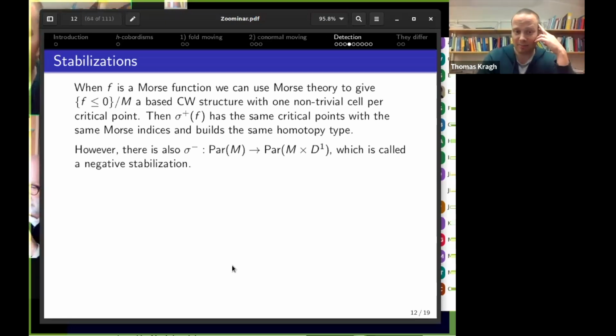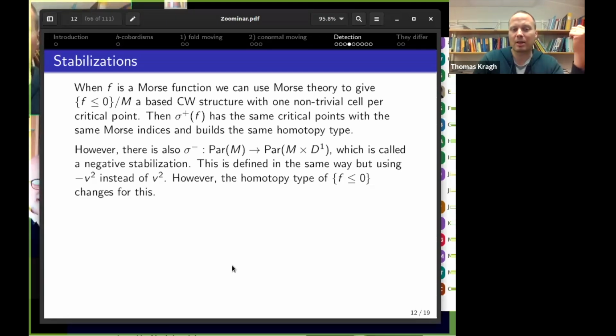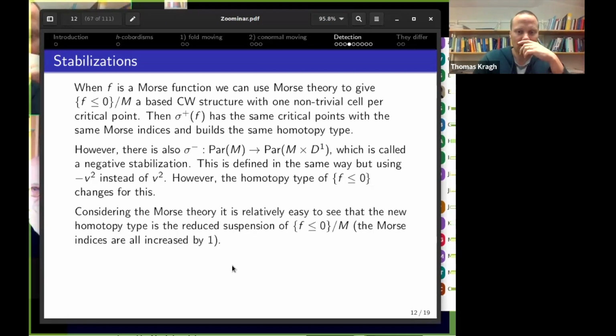The reason I'm saying this is because that makes it a little easier to visualize what the negative stabilizations are. They are very much the same, except you stabilize by minus v squared instead of v squared. But it really changes the homotopy type of F less than 0. In fact, what you're getting is a reduced suspension of this sublevel set.